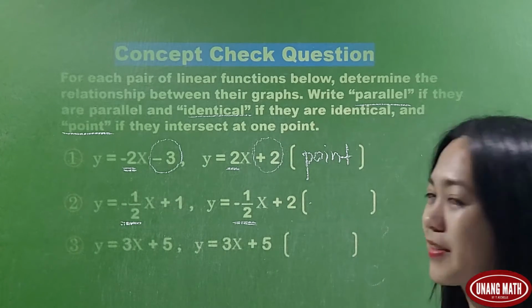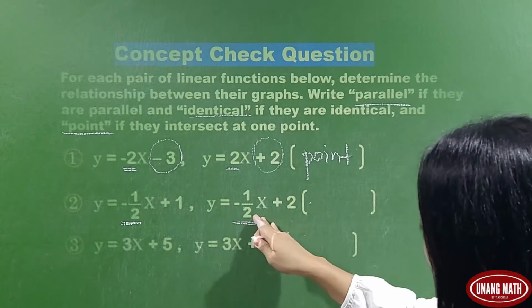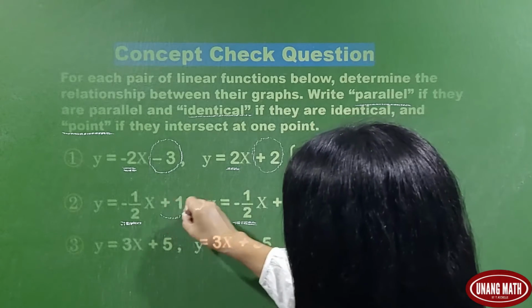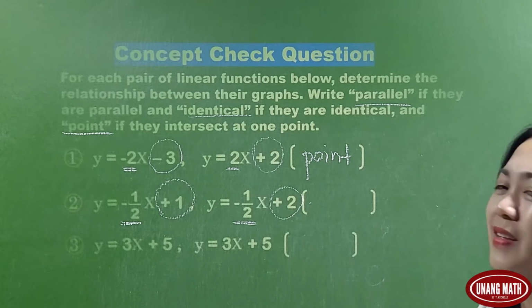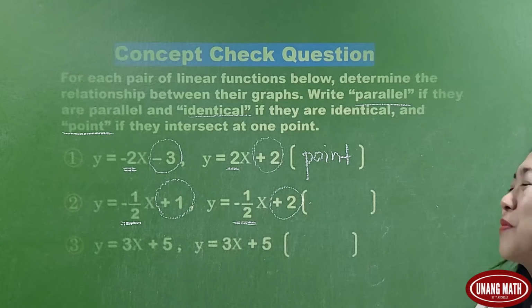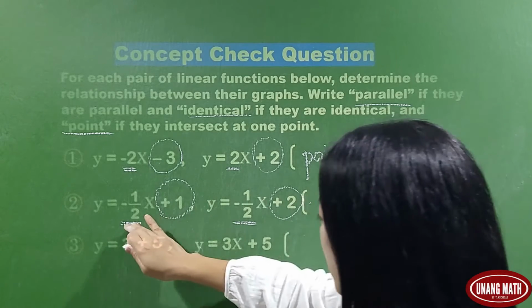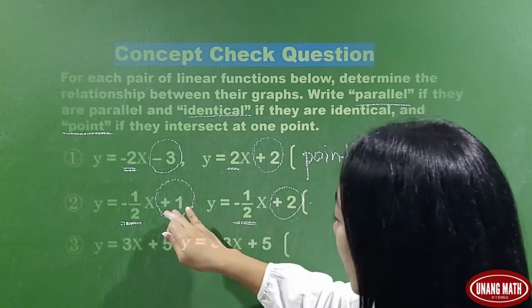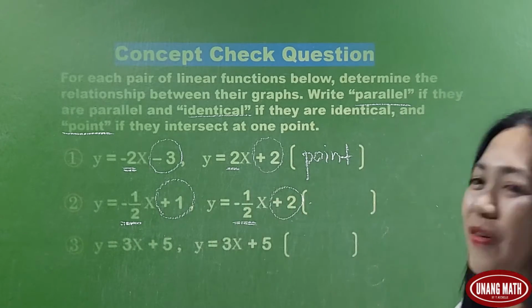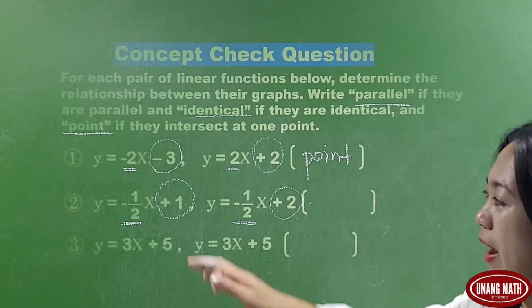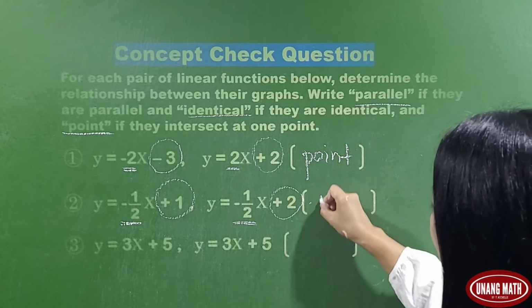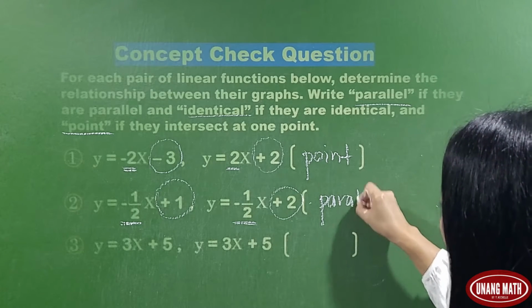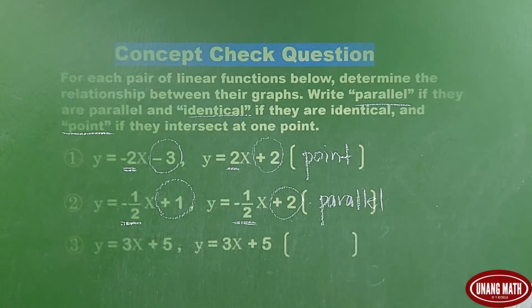Slopes are the same. So negative 1/2, here's also negative 1/2. What about the y-intercepts? This is positive 1, this is positive 2. So y-intercepts are different. So if slopes are the same and y-intercepts are different, then that means the graphs of these two linear functions are parallel. So we are going to write parallel.